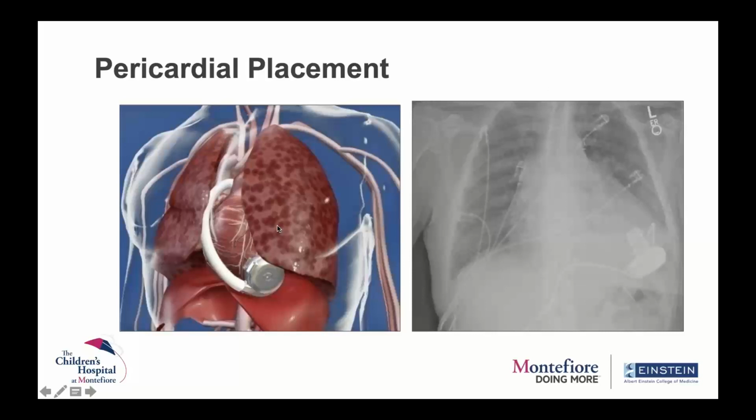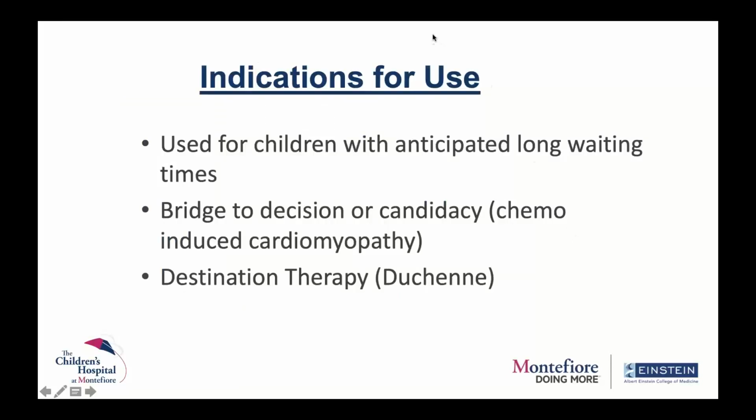So we call it pericardial placement. It is placed in the apex, snugging the heart, right next to the lungs, in the pericardial space, the sac that covers the heart. It sits right there in the cavity. So if you took a chest x-ray of somebody who had this device, you would actually see it because it's all metal. So when would we use this device?